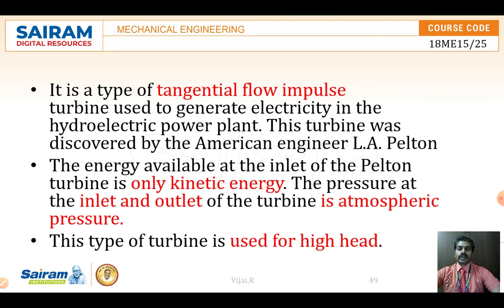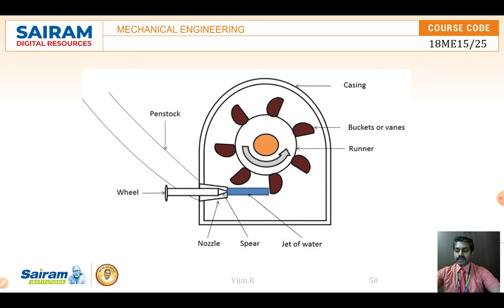electricity, right? So the energy available at the inlet of the Pelton wheel is kinetic energy and pressure energy, and at the outlet it will be atmospheric energy only. This Pelton wheel turbine is used for high pressure, so we call it a high head turbine. Now let me see the construction of this and how it is going to work.